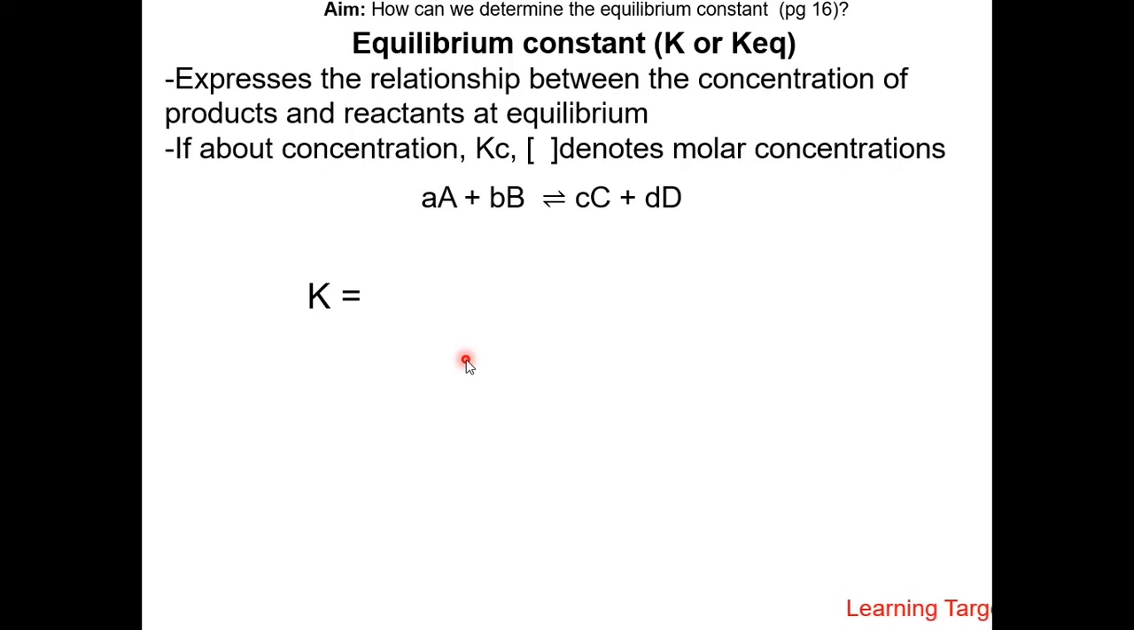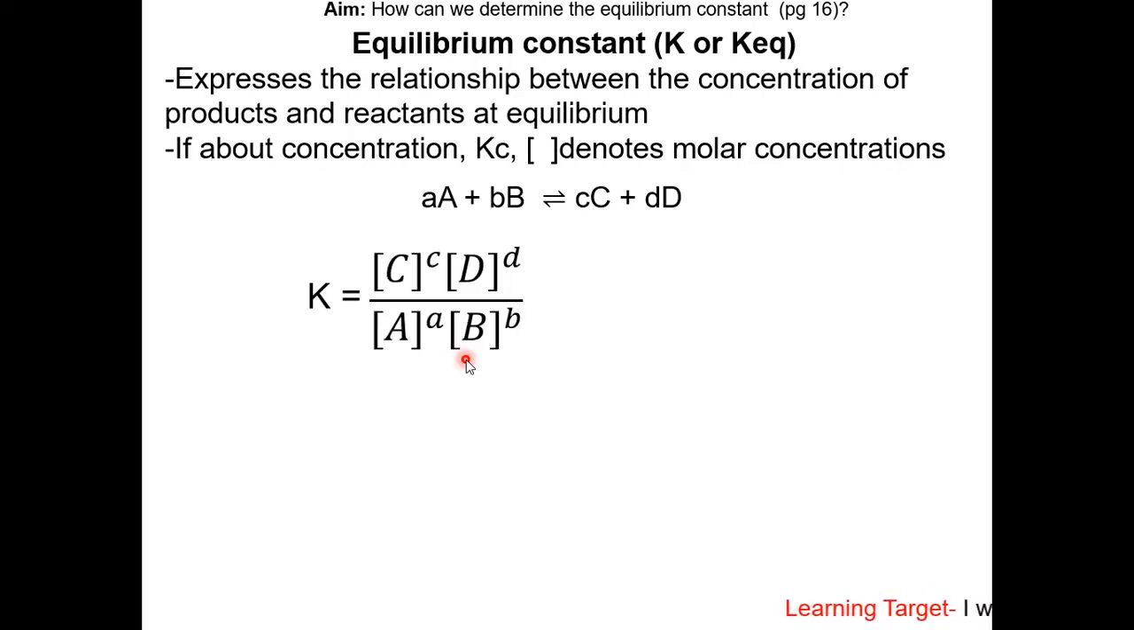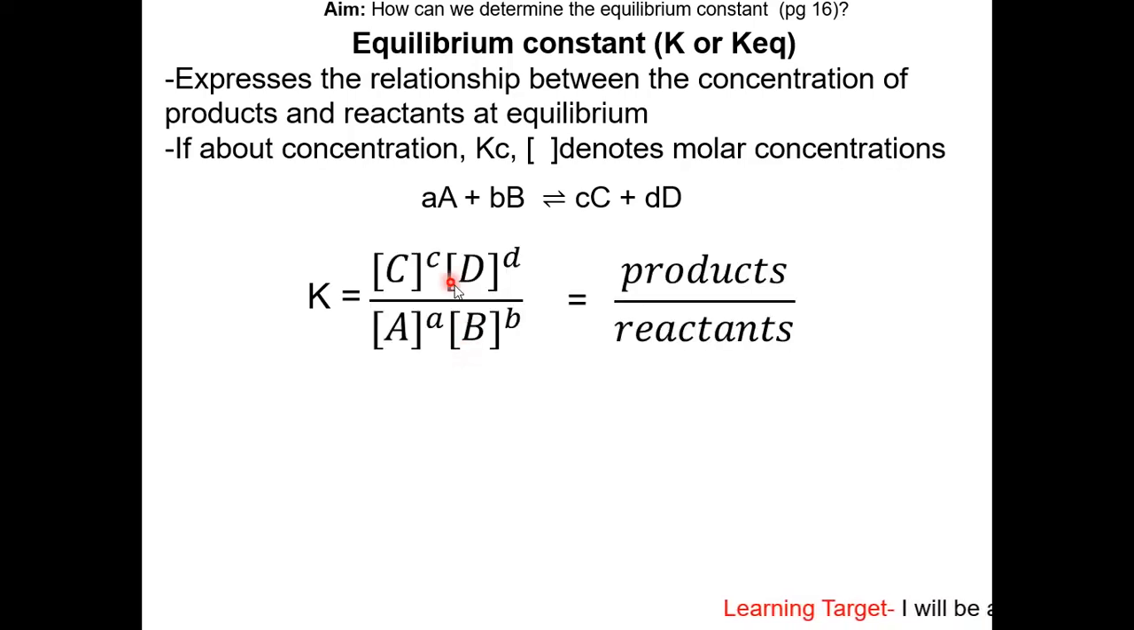Here's the general equation of the equilibrium constant. It is products over reactants. The lowercase letters represent the coefficients in the chemical equation. Since the reactants and products are in brackets, it represents the concentration of the reactants and products.